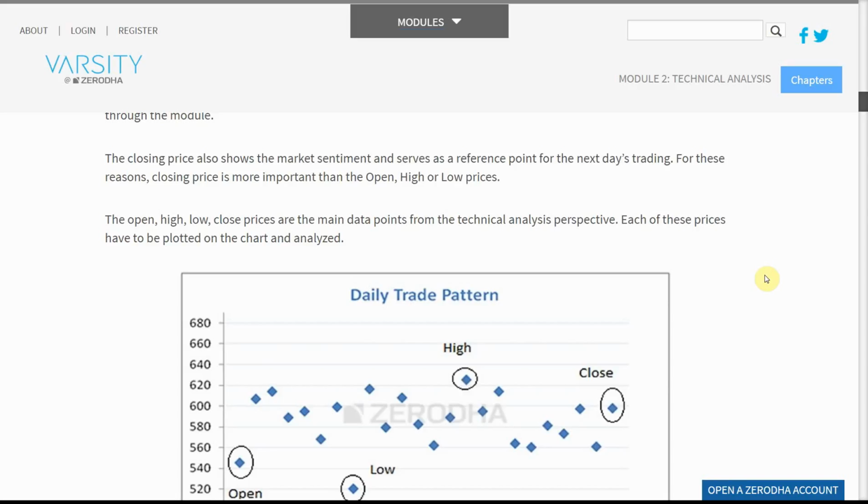The open, high, low, close prices are the main data points from the technical analysis perspective. Each of these prices has to be plotted on the chart and analyzed.